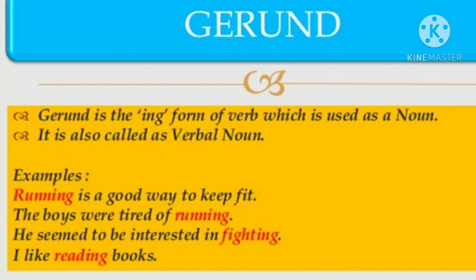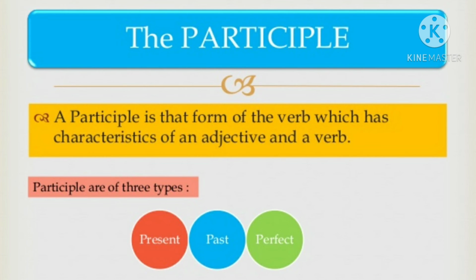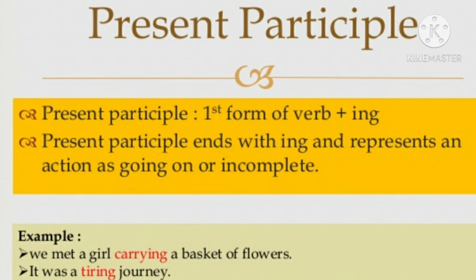Now let's move on to the third segment of non-finite verbs. We came across infinitives, gerund, now participle. What is participle here? It is a form of verb which has characteristics of an adjective and a verb. Okay, it is divided into three segments. What are they? Present, past and perfect. Means present participle, past participle and perfect participle.